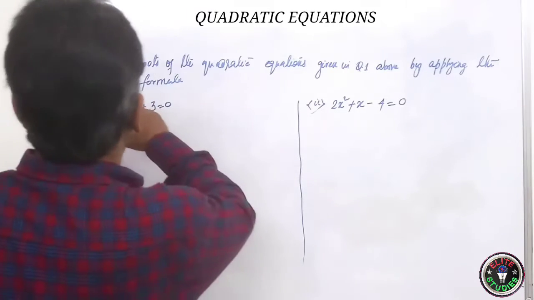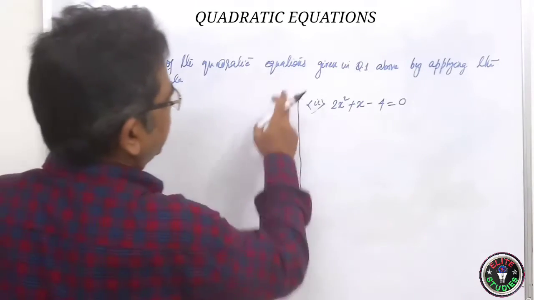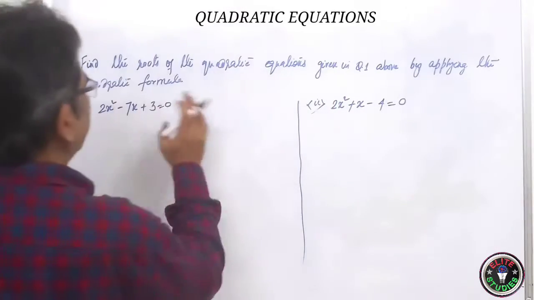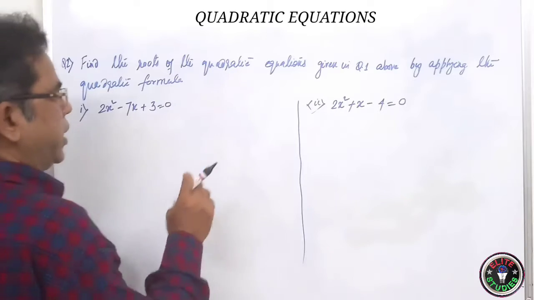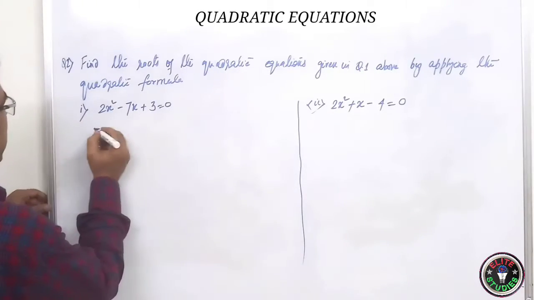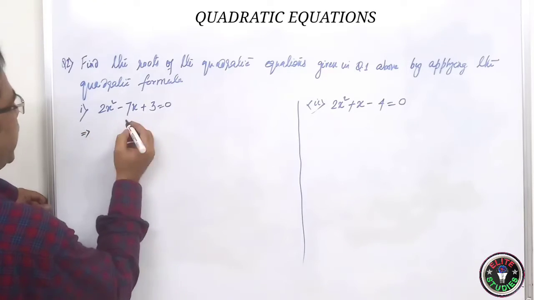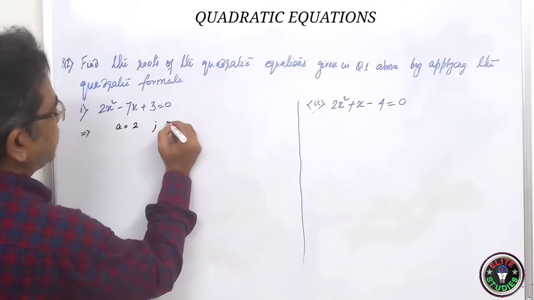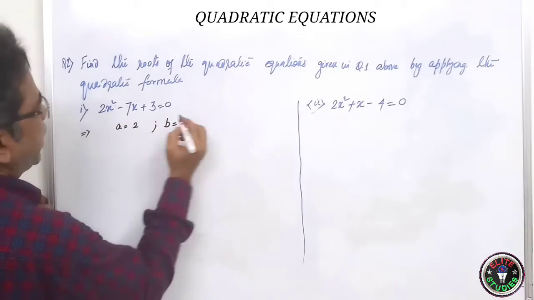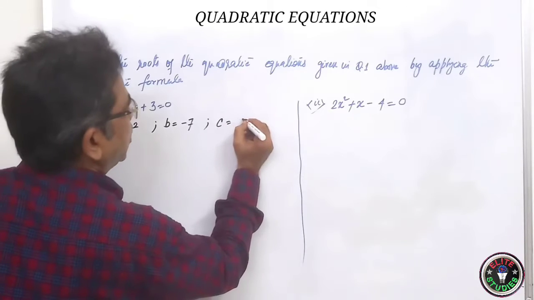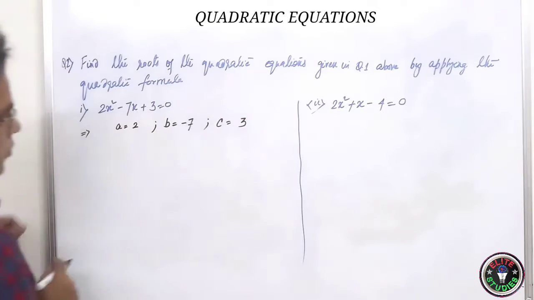Question number 2 is, find the roots of the quadratic equations given in question 1 above by applying the quadratic formula. Here we have to directly use the quadratic formula. So you see how to do it. First, you write what is a. a here is 2, and b here is minus 7 with the sign, and c is equal to 3.